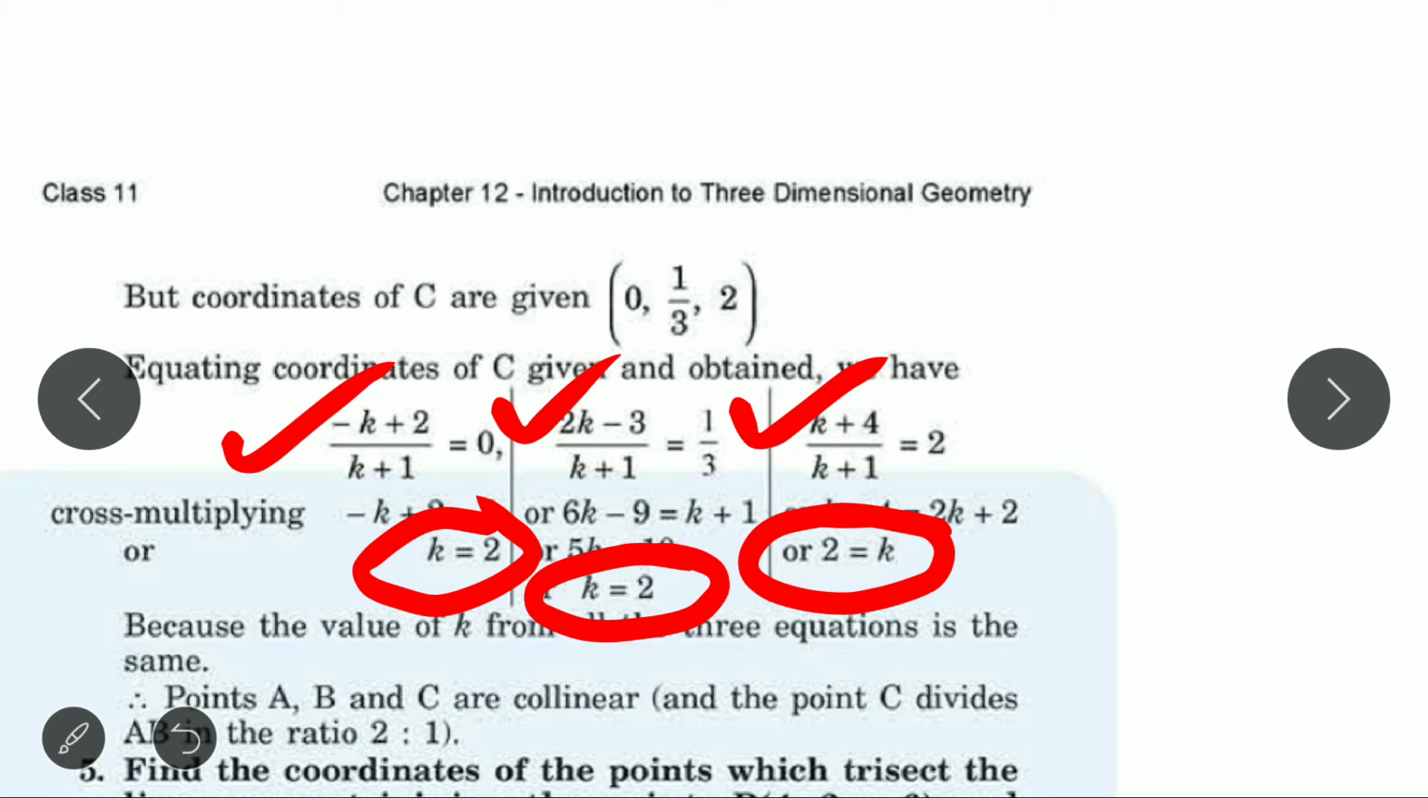So, since the value of k is the same, we conclude that the points A, B, C are collinear and C divides AB in the ratio. What is the ratio? 2:1. Initially we considered the ratio to be k is to 1. Now the value of k is 2. So 2:1. So this is all about question number 4.